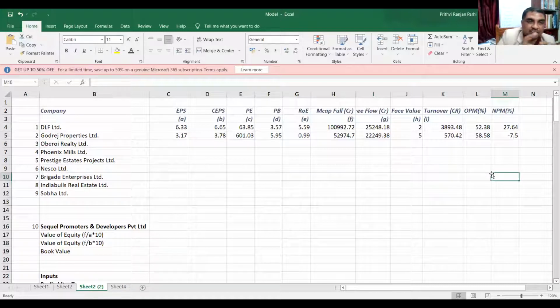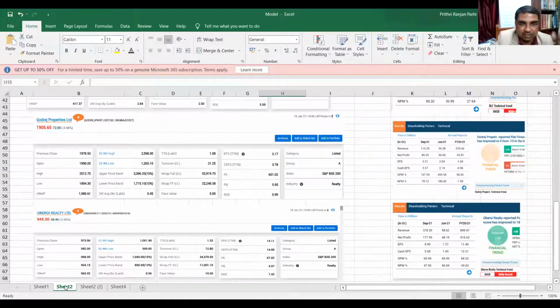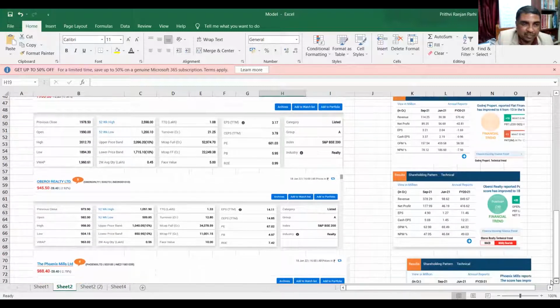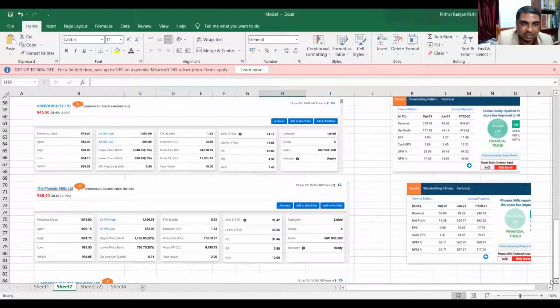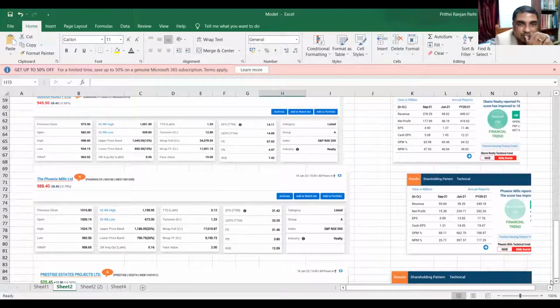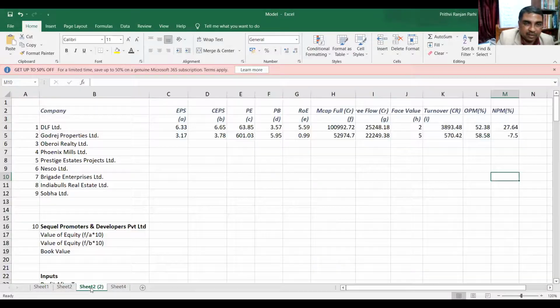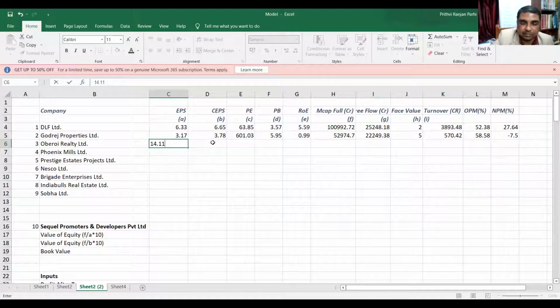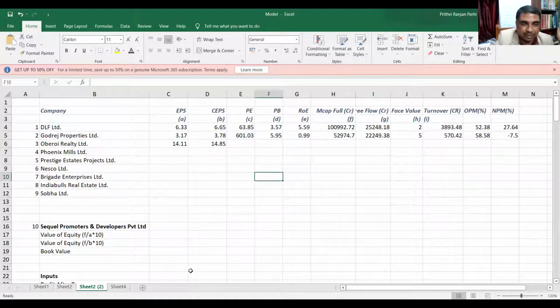Now, the next thing is that you need to collect similar data for the next company, Oberoi. Please see it. Oberoi data I have already downloaded, cropped and saved properly. Now you can see, can you remember the figures? EPS is 14.11. CEPS is 14.85. Okay, tell me the figures.